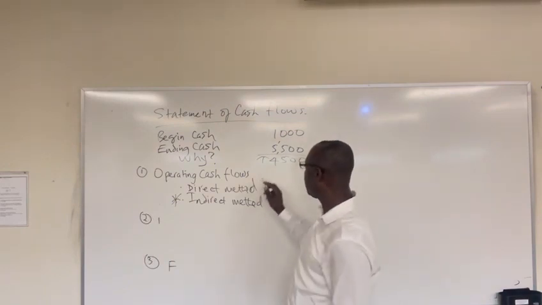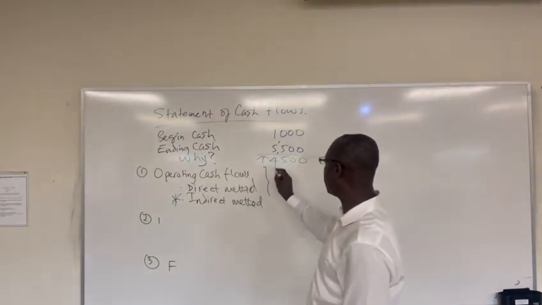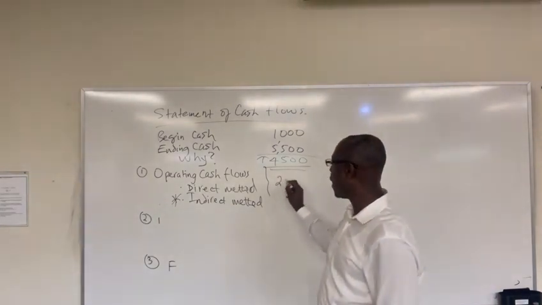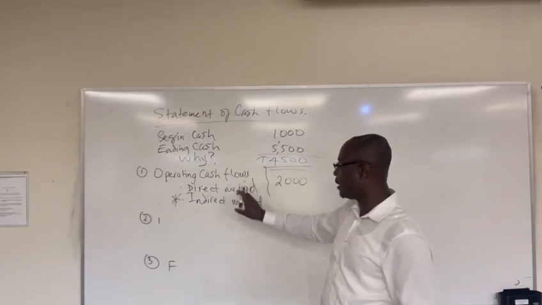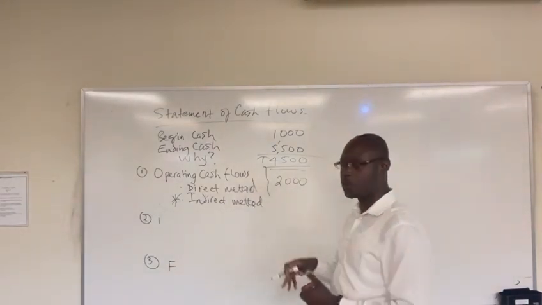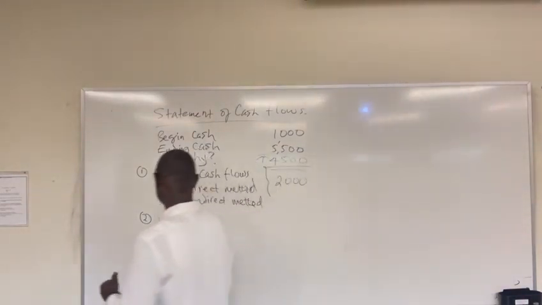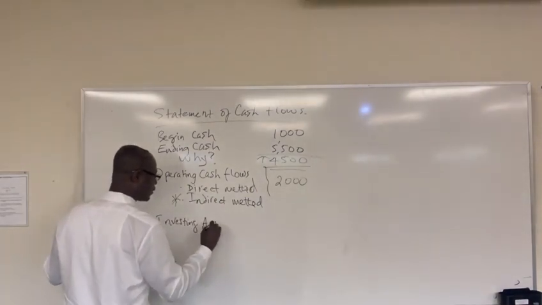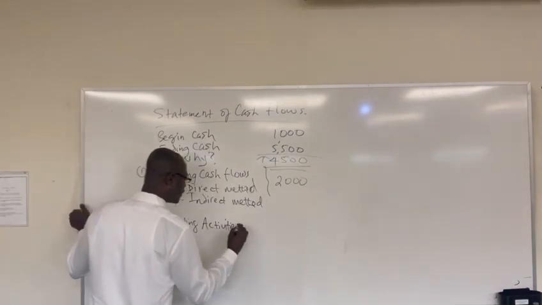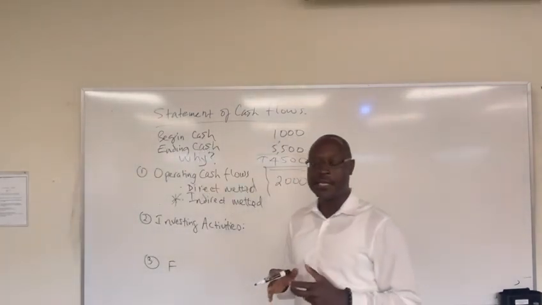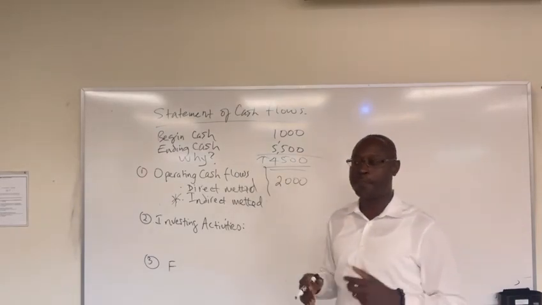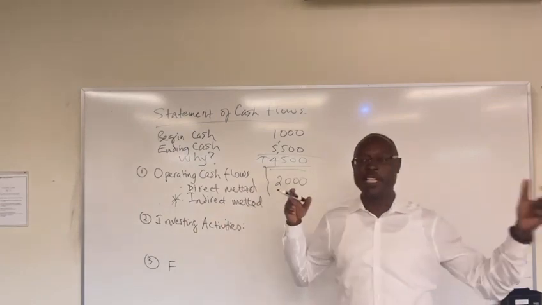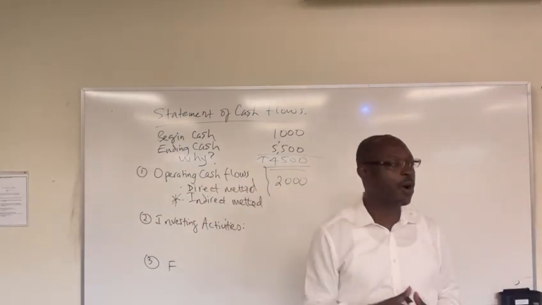But for simplicity, let's say that we are trying to explain $4,500. Our cash flows from operations was $2,000. Let's say we did the direct method or the indirect method, we came up with $2,000. Now what is our investing activities? Our investing activities is money that we spent to purchase buildings, computers, laptops, bonds, stocks, any investments that you made. That's what we're going to call investing activities.